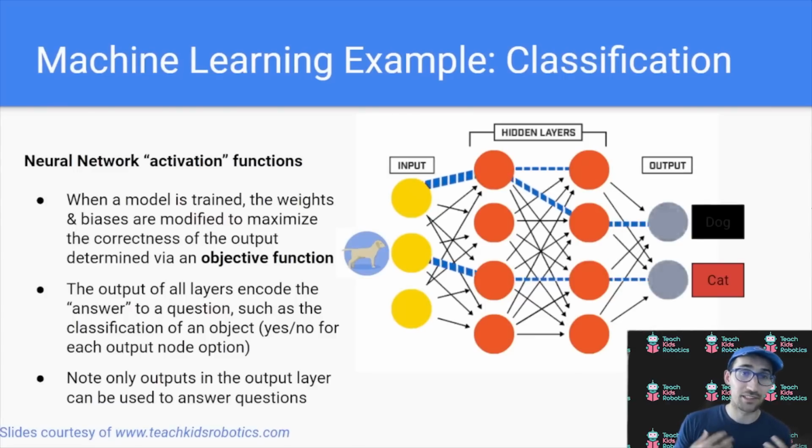So if we have an image of a dog and we have a dog classifier, we'd want to ensure that what is output is also a dog. And if that's not the case, then we'd be adjusting our weights and biases so that we get the correct output that we're looking for. The output of all the layers encodes the answer to that classification question, such as, is this a dog or is this a cat? And the outputs of the output layer are what we actually use to do this final classification.